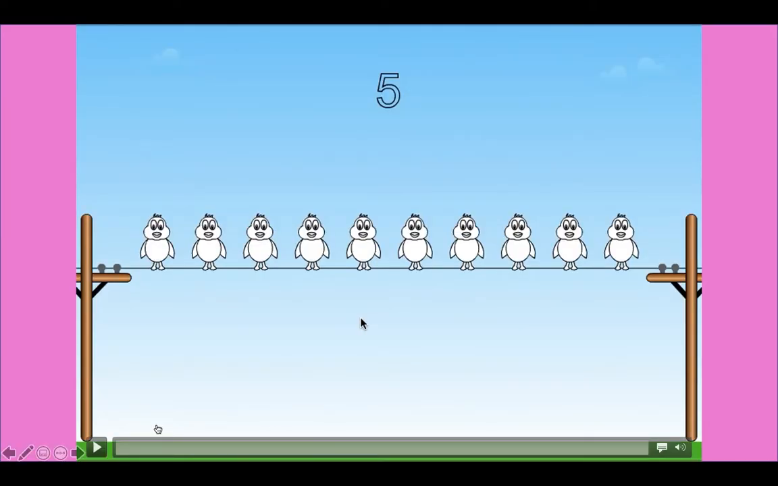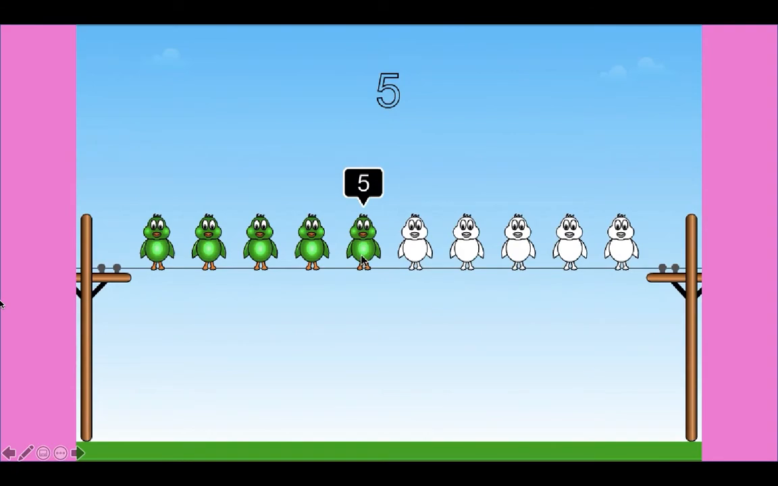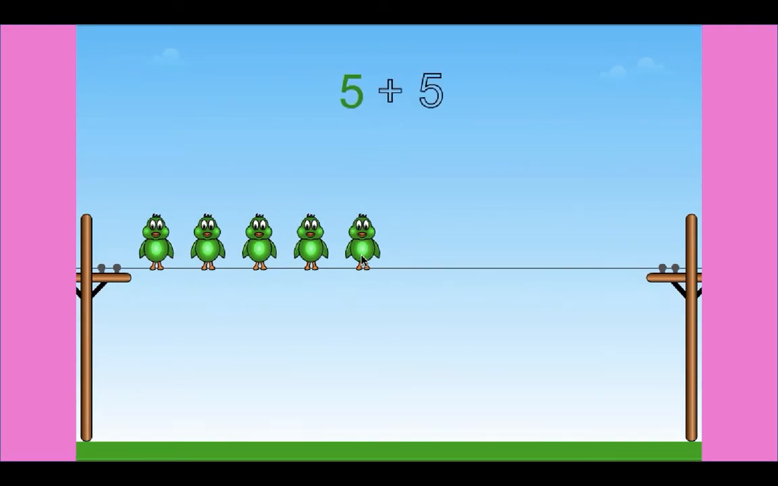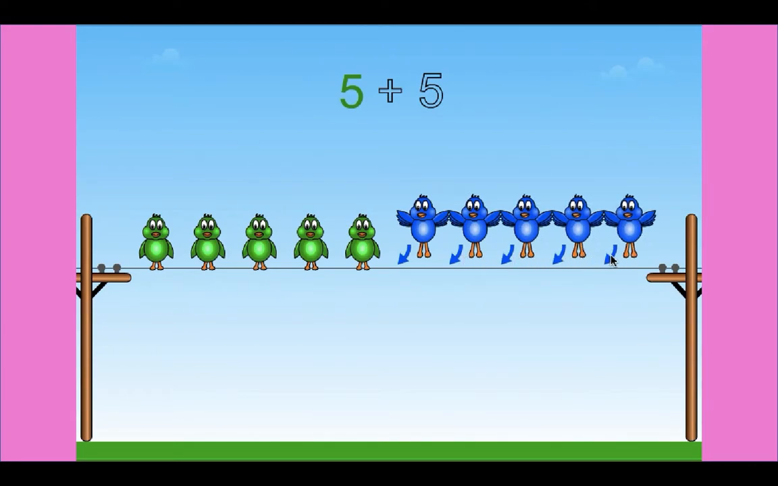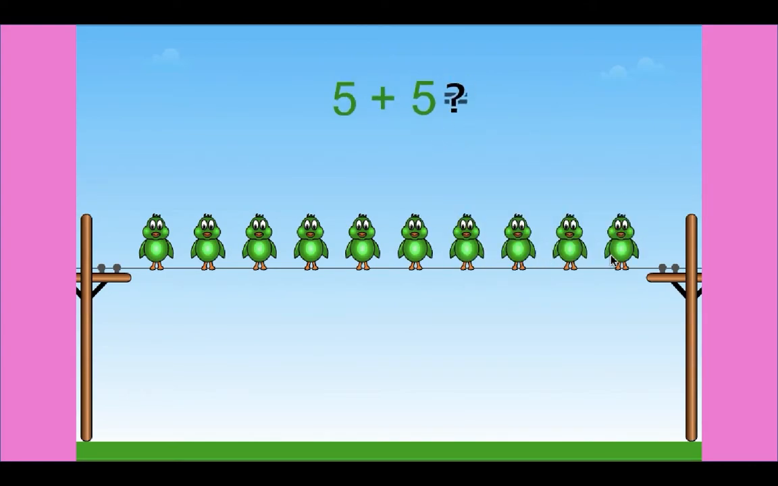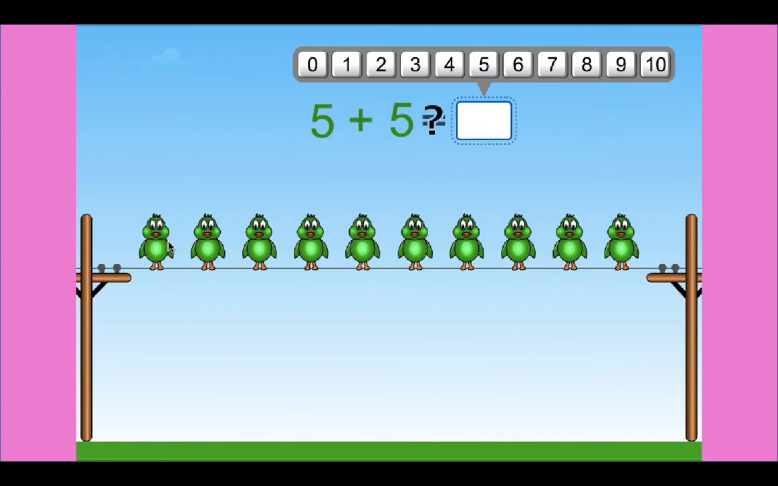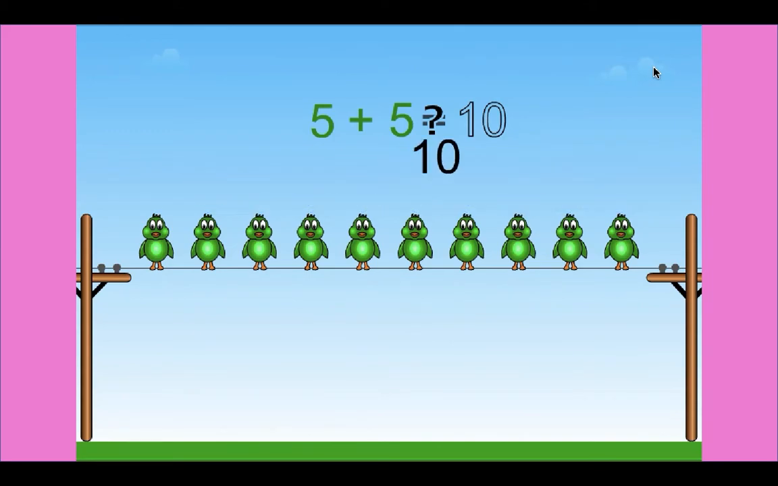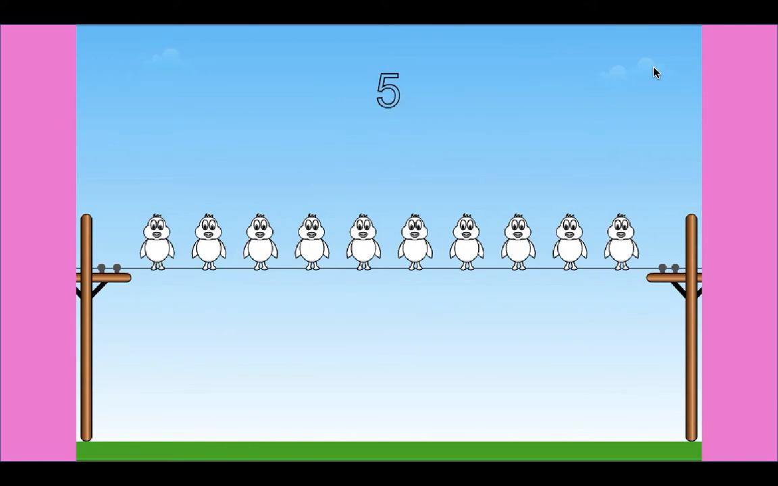So Gigi came along and was like, play this game. So Gigi said to get 5, so I made 5 birds, and then it said plus 5. And I was like, oh, is that taking away or is that adding more? And I was like, oh, that's definitely adding more. So I counted out 5. Gave me plus 5. And then to find the total, I had to count them all. 6, 7, 8, 9, 10. So I went and clicked on 10. So my parts were 5 and 5, and then my whole was 10.